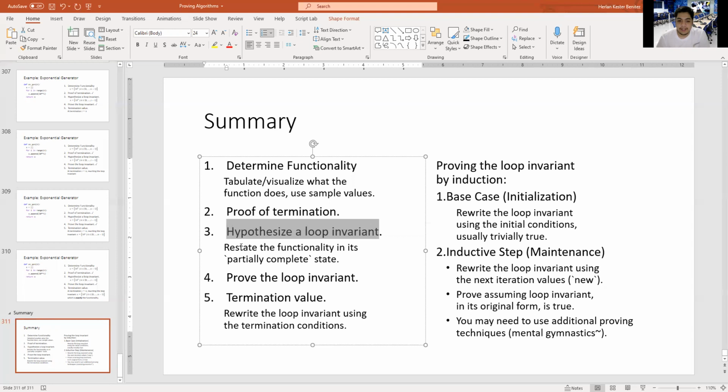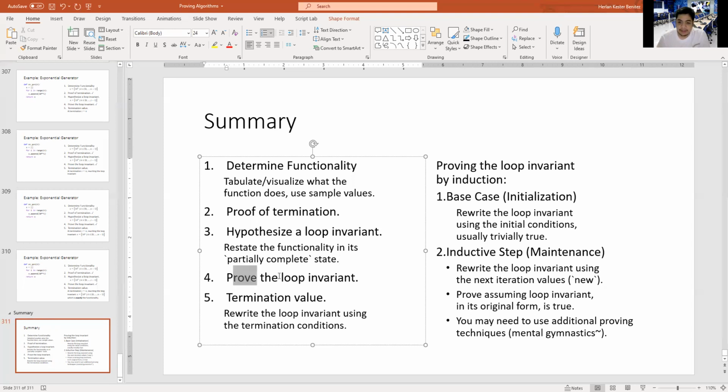And yung pinaka-tip ko for making a loop invariant is by restating the functionality in its partially complete state. So, medyo sariling term ko lang yung partially complete. Papakita ko later anong ibig niyang sabihin. Pero, to have an idea, yung loop invariant mo should sound like yung functionality mo. And then, parang dinidecrease lang natin yung size niya. Makita niyo later kung ano ibig sabihin nun.